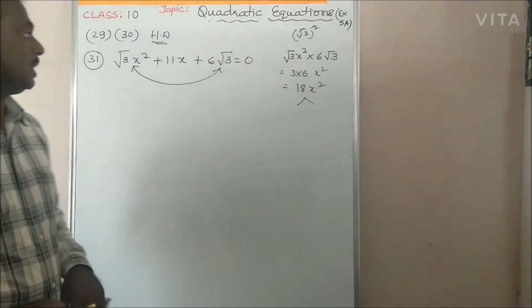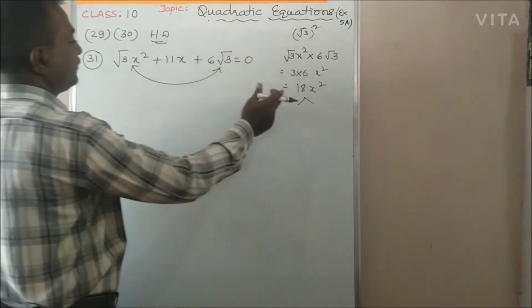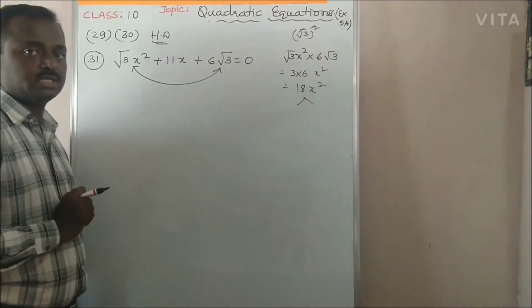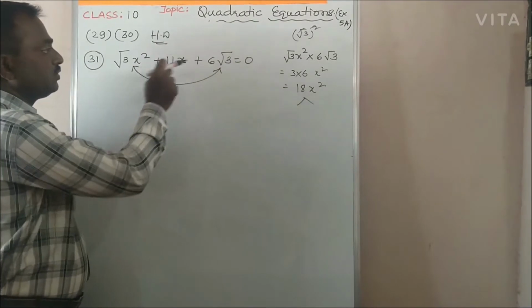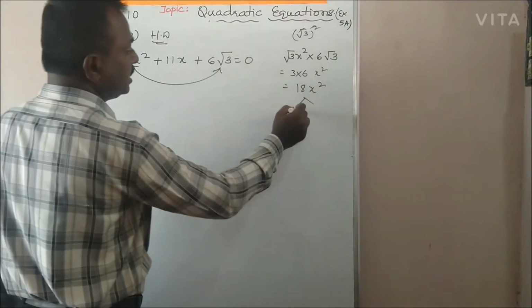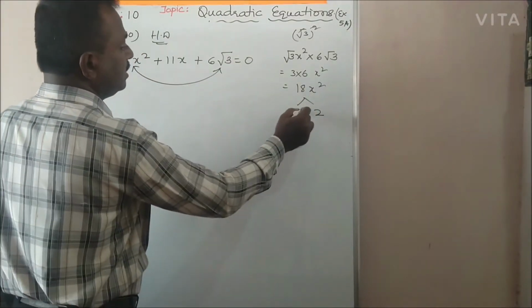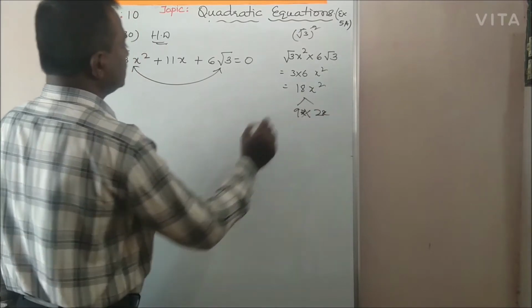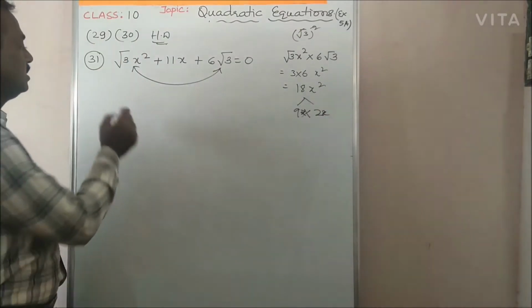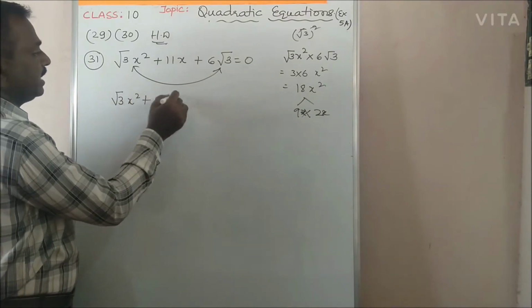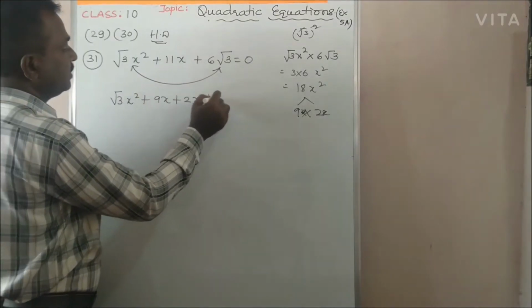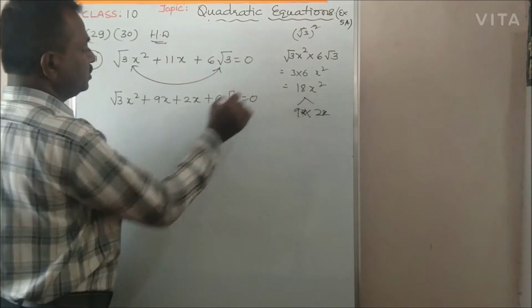Now you have to find a number such that if you multiply you should get 18, if you add or subtract you should get 11. So that is nothing but 9x, 2x. 9 plus 2, 11. So root 3x square plus 9x plus 2x plus 6 root 3 is equal to 0.